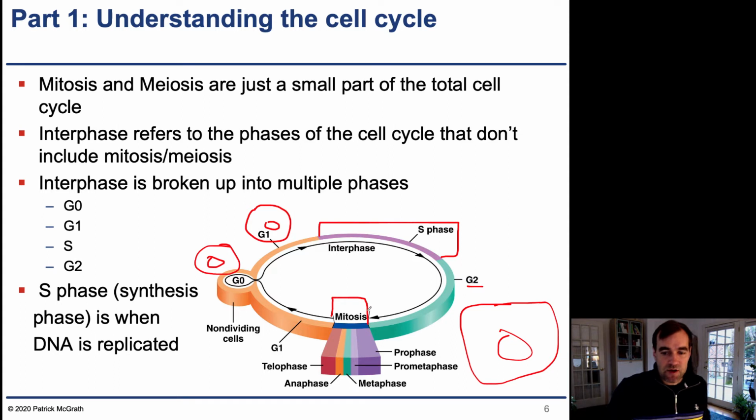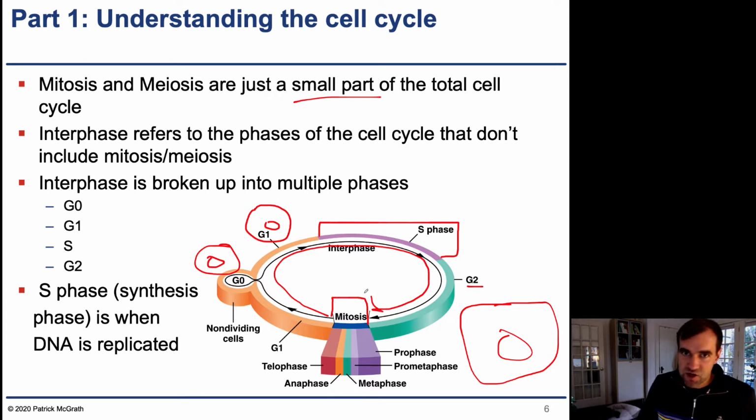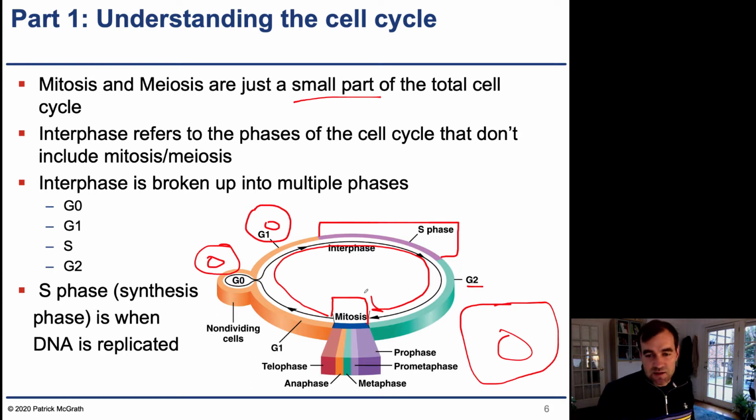So one thing to remember is that mitosis and meiosis are just a small part of the total cell cycle. So when you think about the total cell cycle, most of the time the cell spends is actually growing, replicating DNA, growing, and a very small fraction of the time is actually spent in mitosis or meiosis. So mitosis and meiosis are just a subsection of the cell cycle. Interphase refers to the phases of the cell cycle that don't include mitosis or meiosis. So interphase is all this part of the circle with the exception of mitosis and meiosis. So interphase is a good phrase to remember. It's a term that you'll be expected to know, for example, for the test.